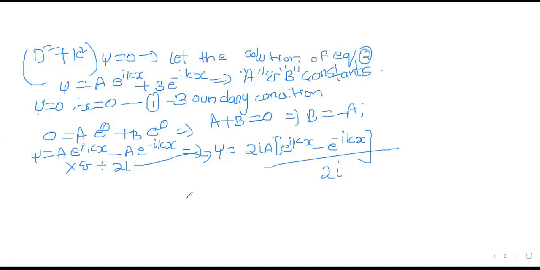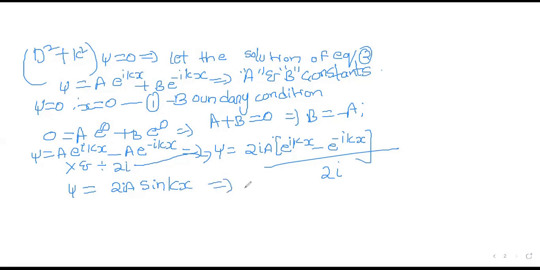So what we are doing here is ψ = 2iA times (e^(ikx) − e^(−ikx))/2i. You can just remember this is actually the sine function, following the formula sinh x = (e^x − e^(−x))/2. So we can write ψ = 2iA sin kx.